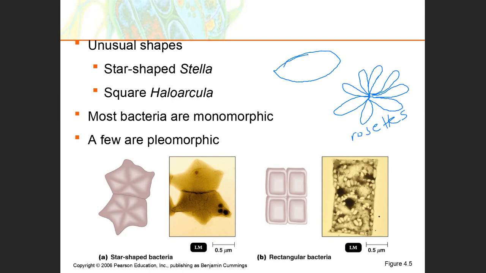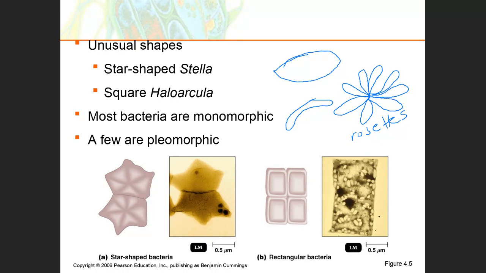Vibrio are curved rods. So they're not spirals, they're just curved, but they're rods. So not everything fits perfectly and neatly into every single category. So there are some variations. But for most bacteria, whatever shape they're supposed to have, they always have that shape.